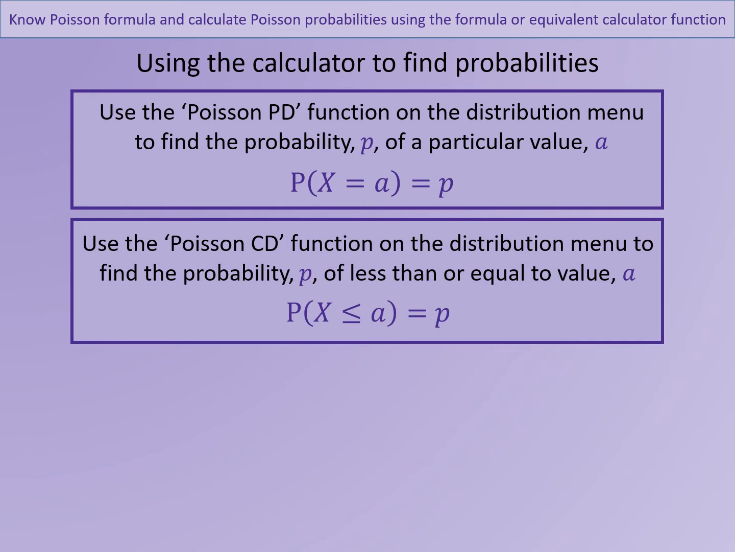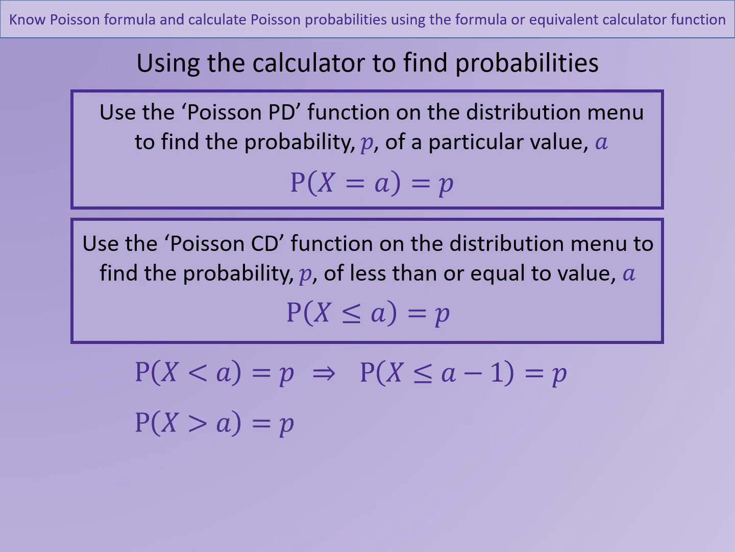The second function is the Poisson Cd function. Cd stands for cumulative distribution and gives the probability of x being less than or equal to a specific value. If we wanted to find the probability that x is strictly less than a value, we would need to convert it into a problem involving x being less than or equal to a value. So for example, if we wanted to find the probability that x is less than 5, we could calculate the probability that x is less than or equal to 4. So we would use 4 in the Poisson Cd function. In general, the probability that x is less than a is the same as the probability that x is less than or equal to a minus 1.